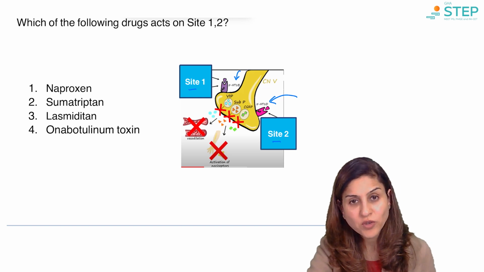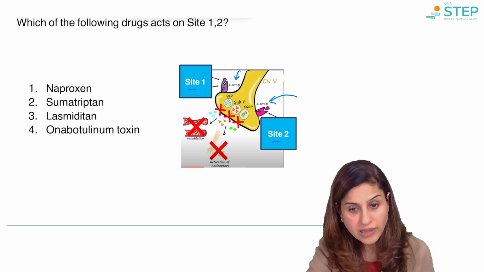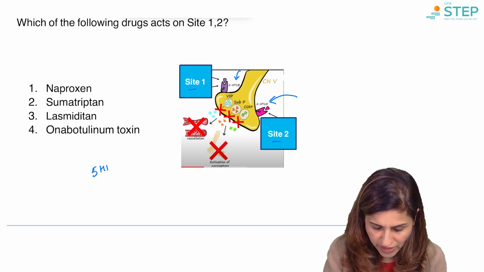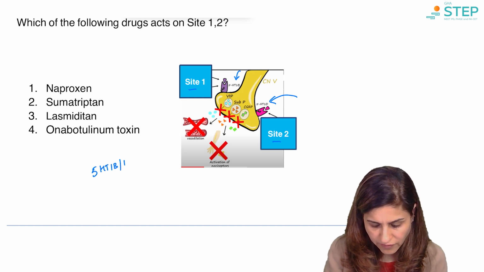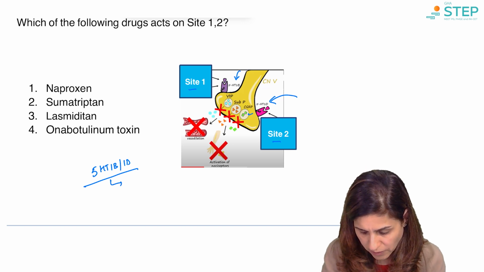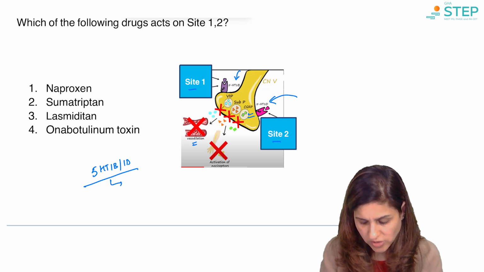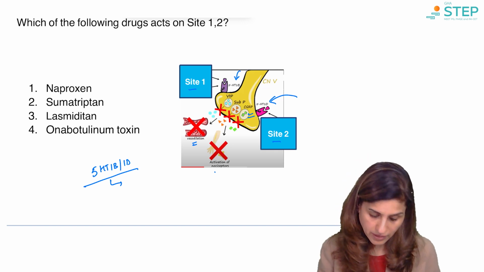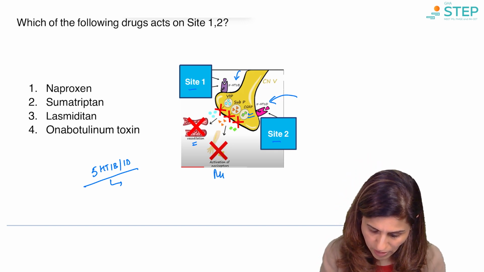Here you first have to identify what is this condition, what are they asking about. You will see where you have done drugs which act on 5-HT1B, 1D. Here you see the CGRP is being released. There's vasodilatation. So can you think of the pathophysiology of the disease which is actually happening here? Yes, they are talking about migraine.